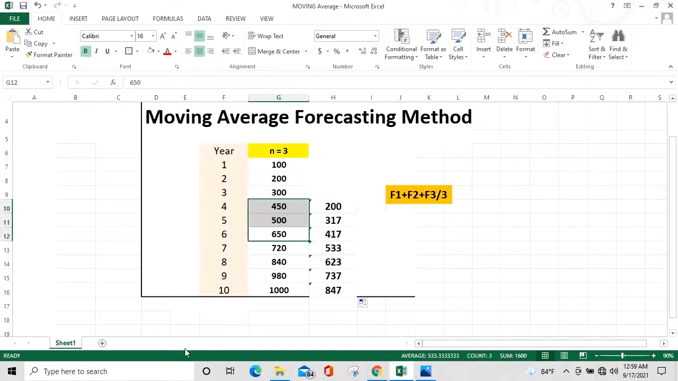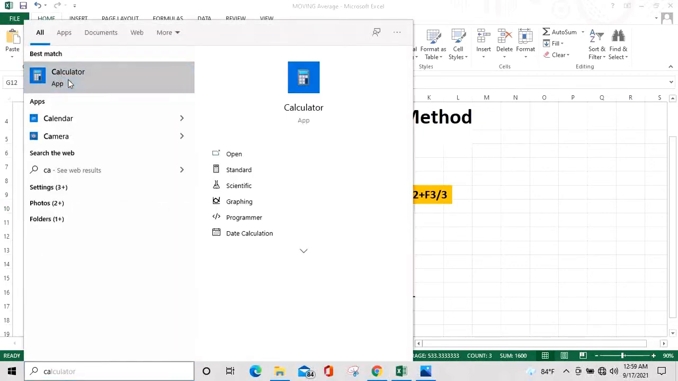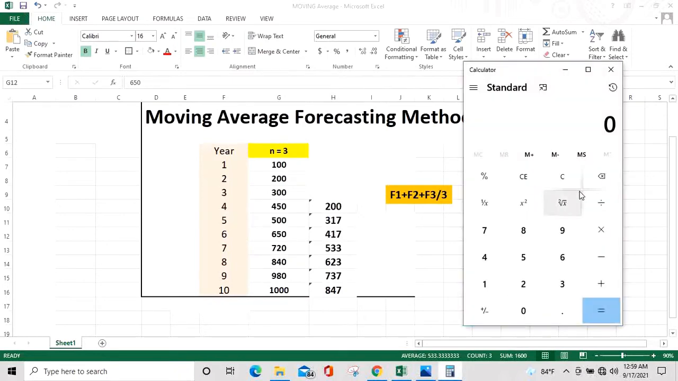Now let's calculate it. Now it's Excel. If you want to calculate it, use your calculator and try to find the answer. Let's calculate year 4's data. Here it is given: 100, 200, 300. 100 plus 200 plus 300 divided by 3. See, the answer is 200.